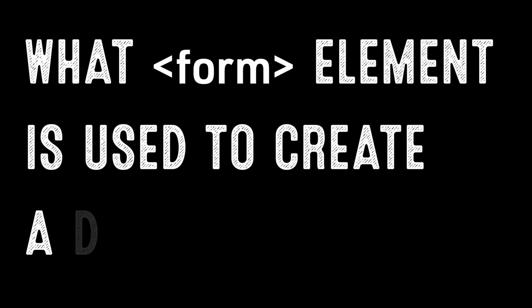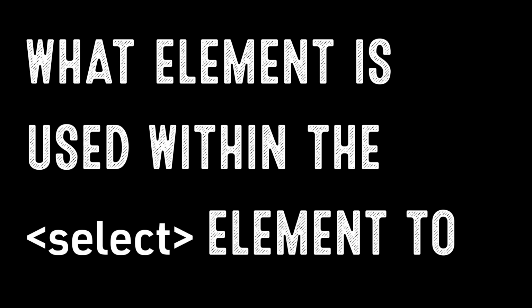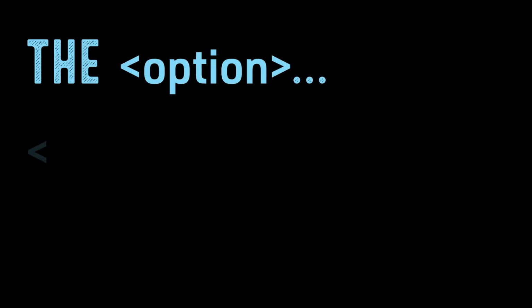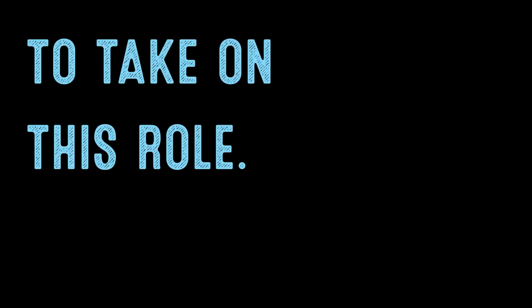The weekly code quiz. What form element is used to create a drop-down list? The select element. What element is used within the select element to denote each item in the drop-down menu? The option element. How would you indicate that one option should be pre-selected? Add the selected attribute to the option you wish to take on this role.